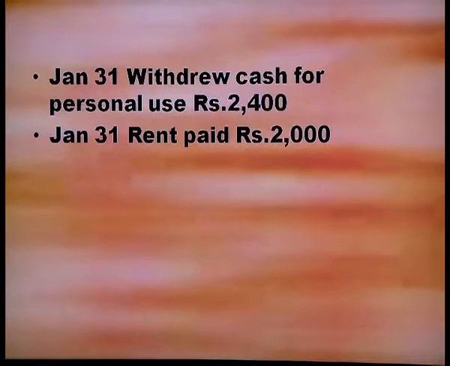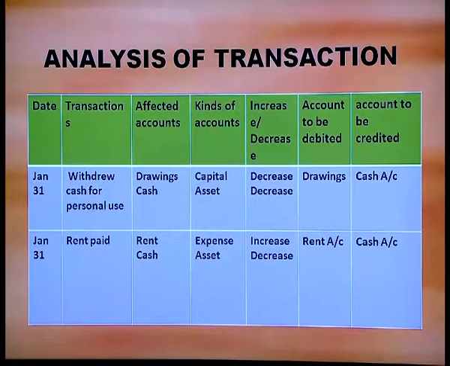Withdrew cash for personal use. This transaction is on January 31st. One more transaction on this date: rent paid. Withdrew cash for personal use. Affected accounts are drawings account and cash account. Money is withdrawn from the capital. So, drawings can be included under capital account. Capital is decreasing. So, drawings account is debited and cash is going from the business. Cash can be included under asset account. Rule for asset account: when asset is decreasing, it is credited. So, entry will be drawings account debit to cash.